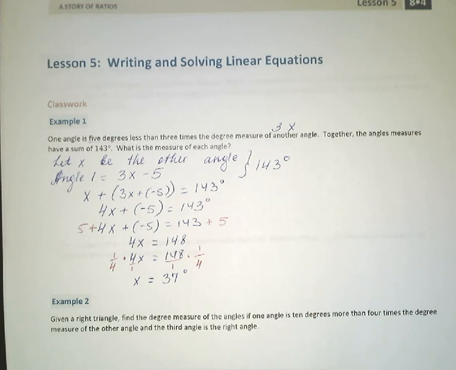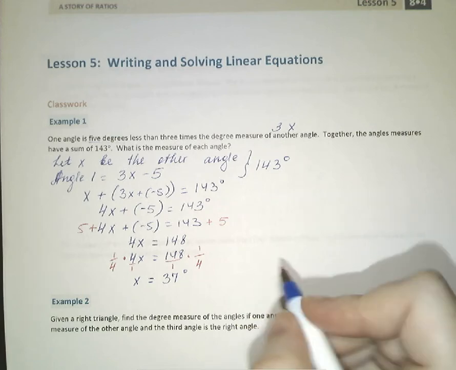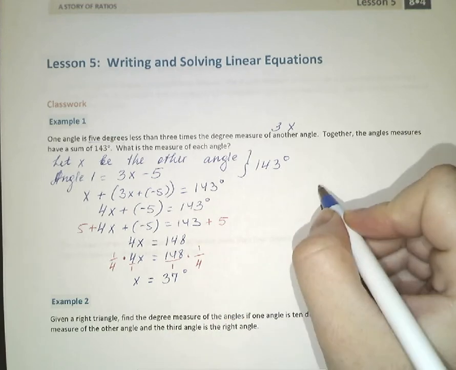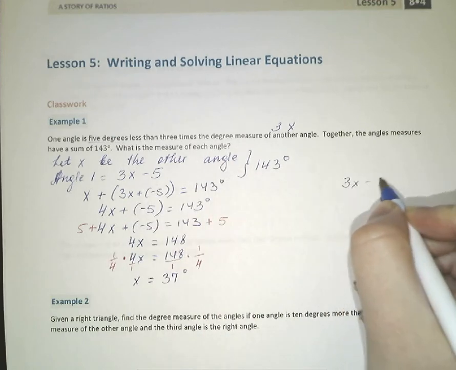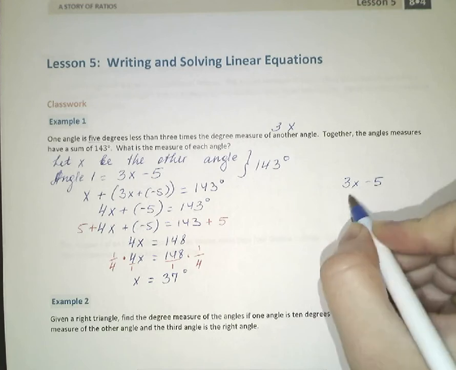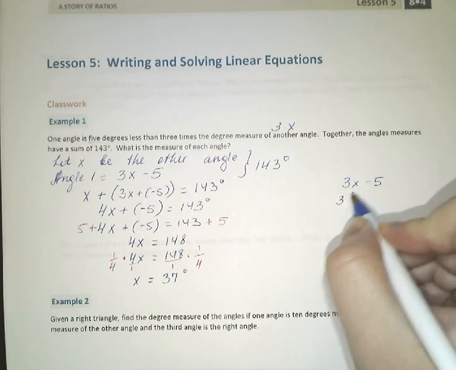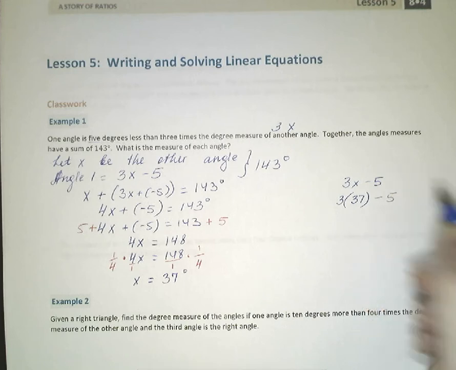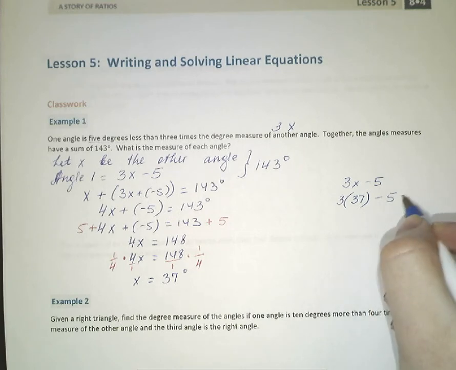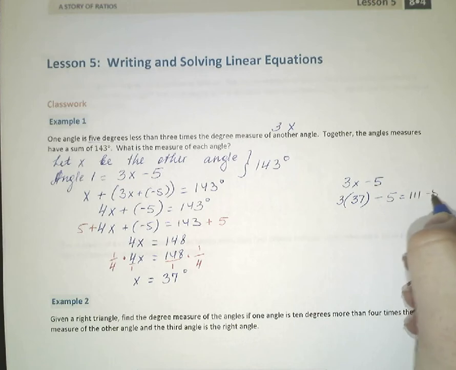So that is our first angle. Our second angle is going to be 3x minus 5. And that 3x minus 5 is going to be 3 times 37 and minus 5, right? So 3 times 37 is 111. 111 minus 5 is 106.